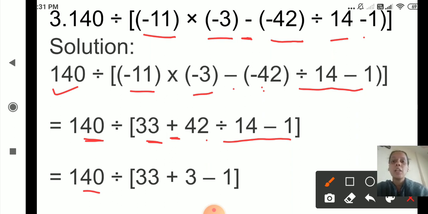Now we'll do, see here, in the bracket addition, division, minus, all the three signs are given. First we will do the division. Yes, as we have seen in the rules, multiplication, division, then addition and subtraction. So first now we'll do the division. 42 divided by 14. Yes, 42 divided by 14. What will be the answer? 14 3s are 42, right? So here we have written plus 3.